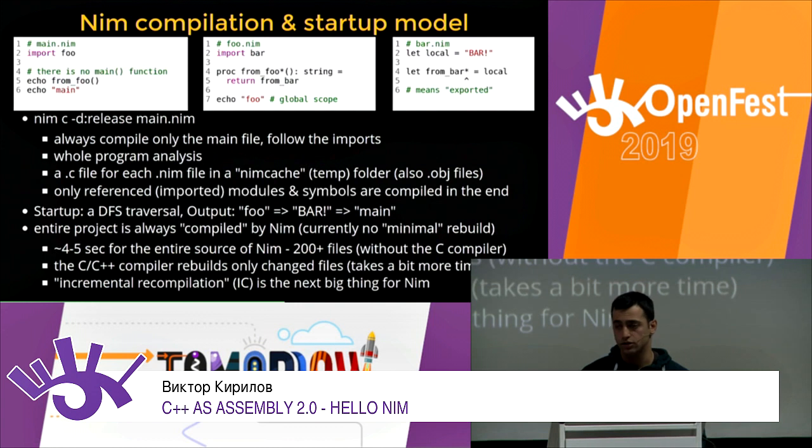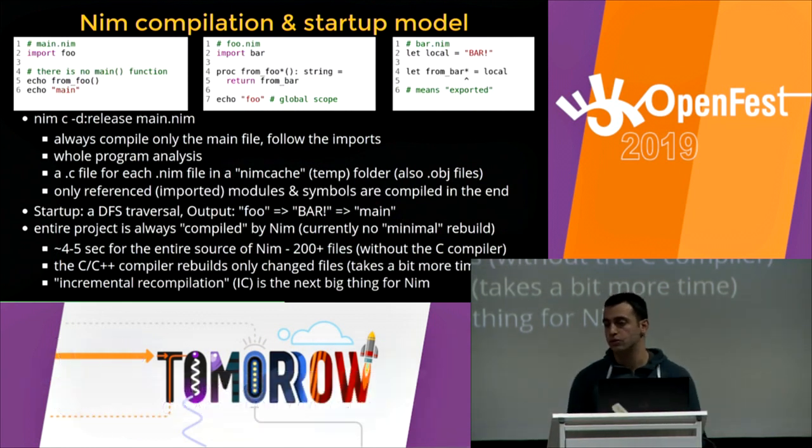This is basically a depth-first search traversal, and the ordering is strictly guaranteed, unlike in C++. If you have a bunch of globals in C++ in different translation units, you have no guarantees which will be initialized before the others. But in Nim, this is strictly defined.